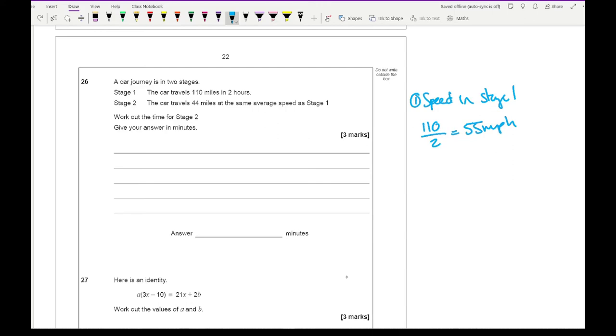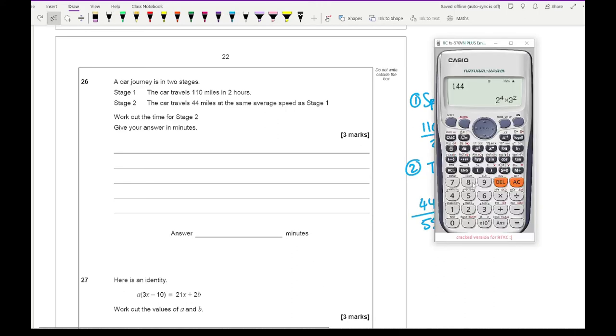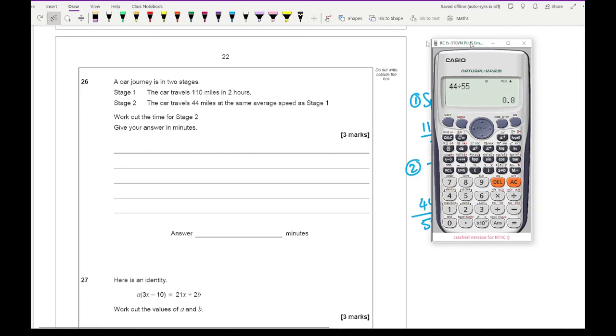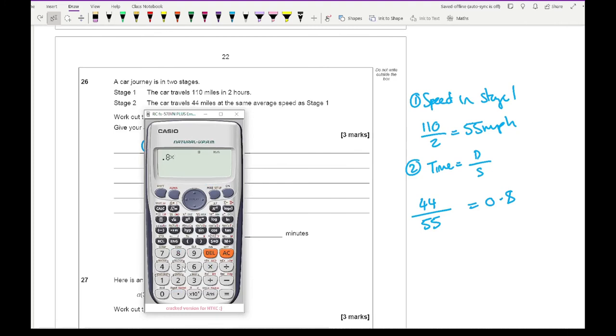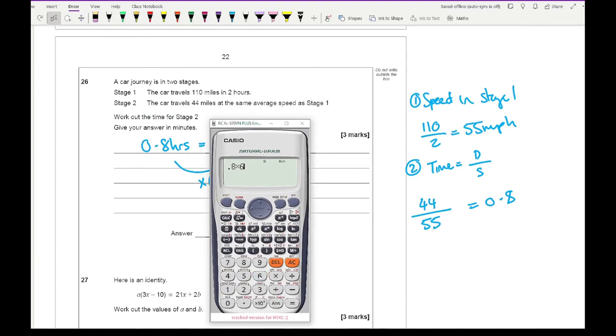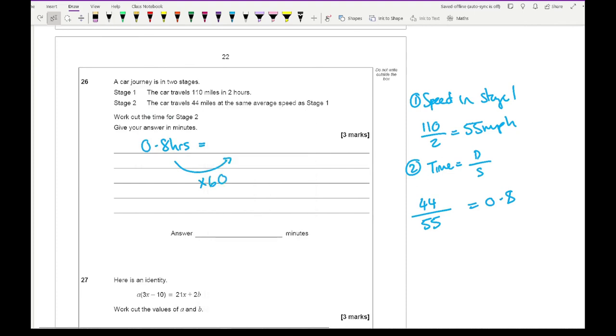To work out the time, for number 2, time is equal to distance divided by speed. So I need to do the distance, which is 44 miles, divided by 55. On my calculator, 44 divided by 55 equals 0.8. Now we want the time in minutes, so 0.8 hours equals, and to convert hours into minutes I just times that by 60. So 0.8 times 60 equals 48. It's going to be 48 minutes.